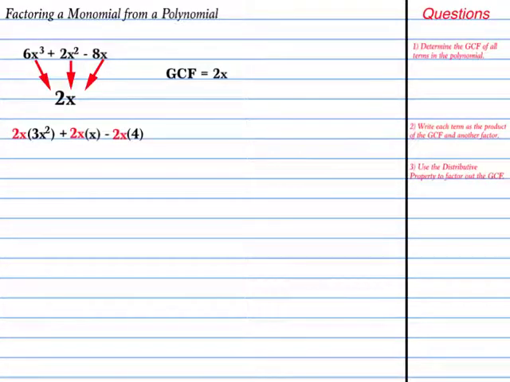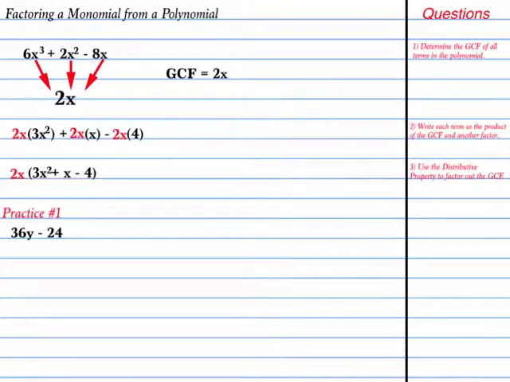And then I'm going to use the distributive property to pull out the 2x from all three terms. So I would have 3x squared plus x minus 4. And this leaves 2x as my monomial times 3x squared plus x minus 4. And I can always check it by redistributing this back into the parentheses to make sure it gives me my original polynomial.